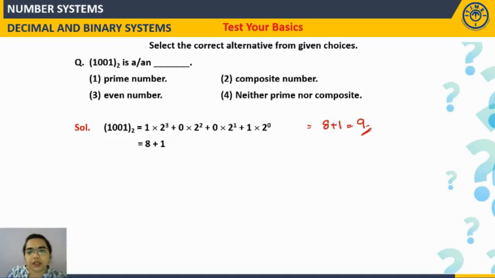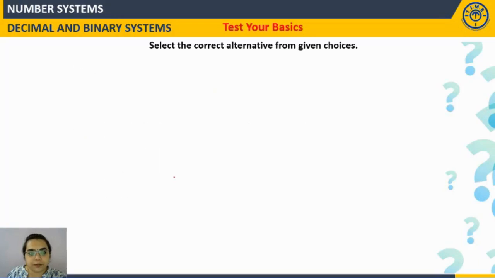Okay, now you tell me, is 9 a prime number? No. Is it a composite number? Yes. Is it an even number? No. Is it neither prime nor composite? No. It is just a composite number. Yes. So the number 1001 to the base 2 is a composite number. It's a very simple question, right? Okay, let's go ahead to the next question.